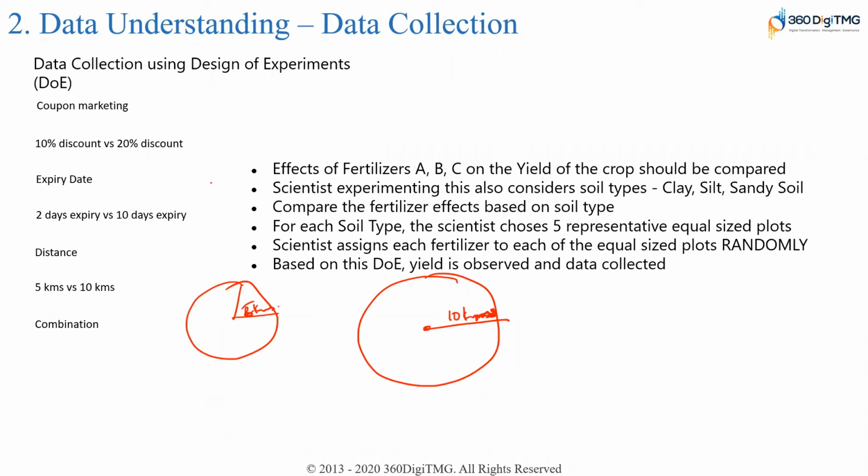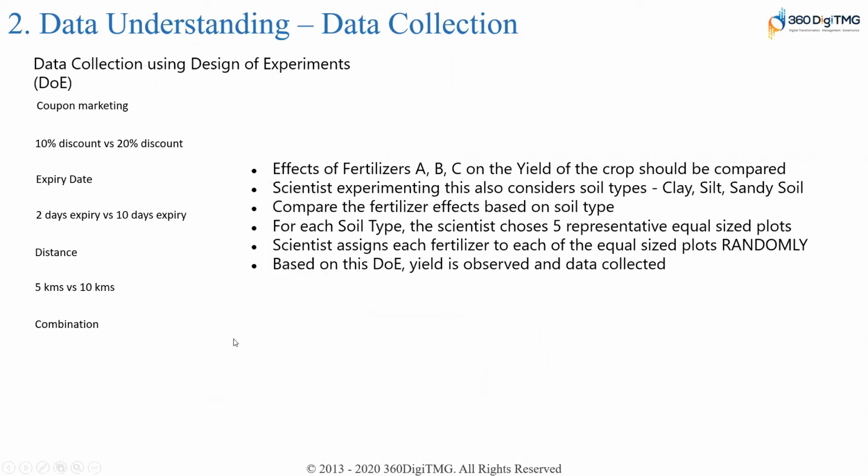What if you use combinations? What do you mean by combinations? 20%, 2 days, 10 kilometers. Will it be more effective than 10%, 2 days, 5 kilometers? Wow. Right? 10% discount, 2 kilometers, or 12% discount, 3 kilometers. Which one should I use? Data, data, and data.